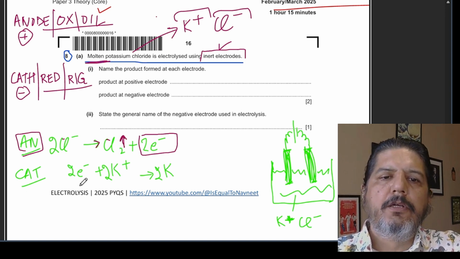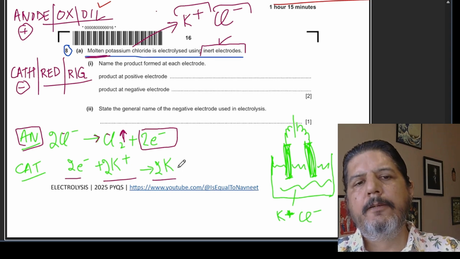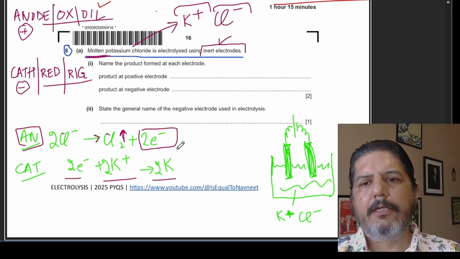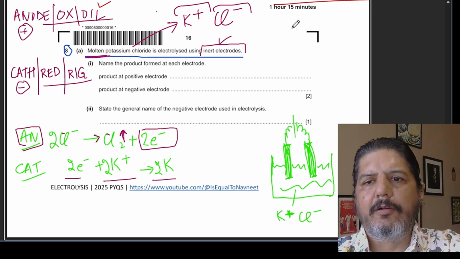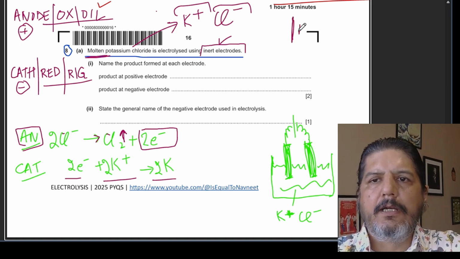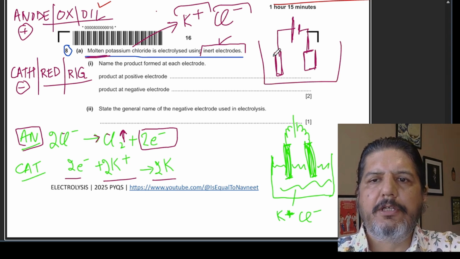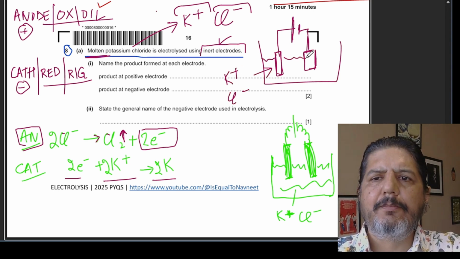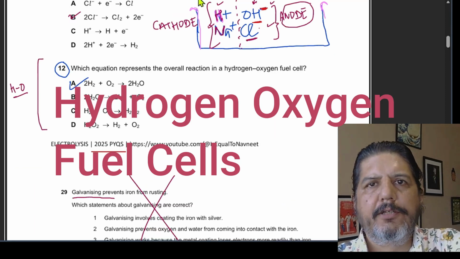And at the cathode, the 2 potassium ions will accept 2 electrons to form 2K, because I want to balance the electrons. And if you see the experimental setup, this is how it would look. There will be a positive terminal and a negative terminal. The positive terminal is the electrode called the anode. This is the negative terminal, called the cathode. And here we will have the molten K positive and Cl negative ions. So this is a fairly simple question, the easiest of the electrolysis questions. So let's look at the next questions.